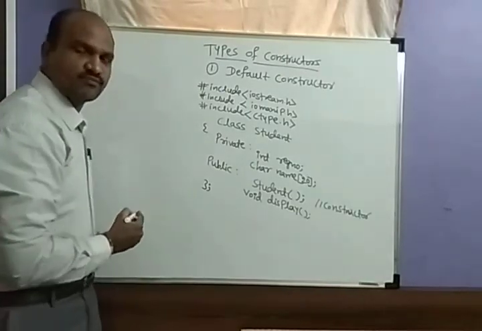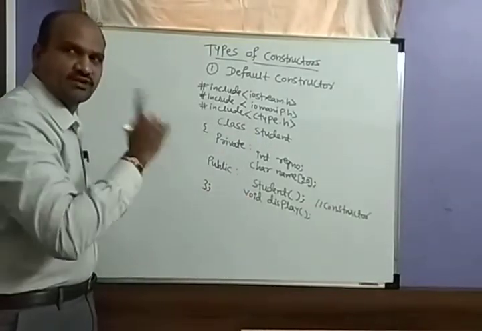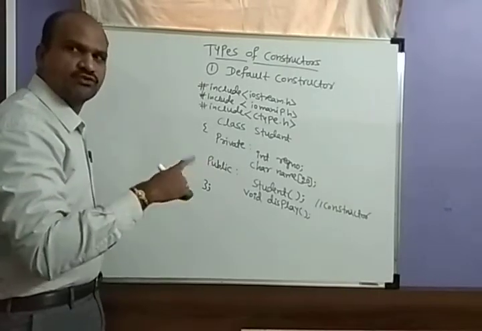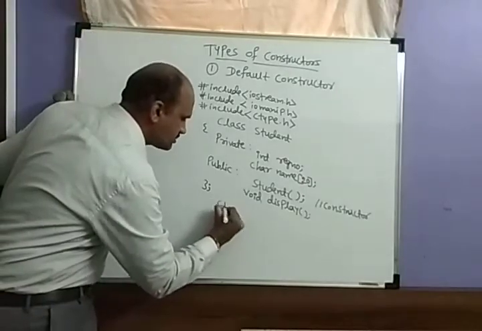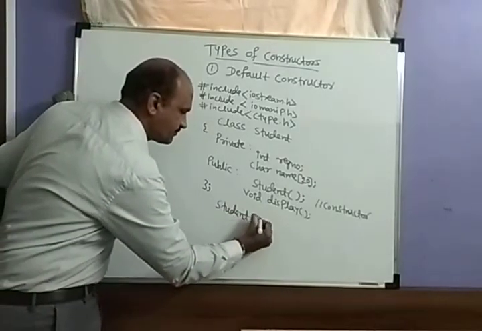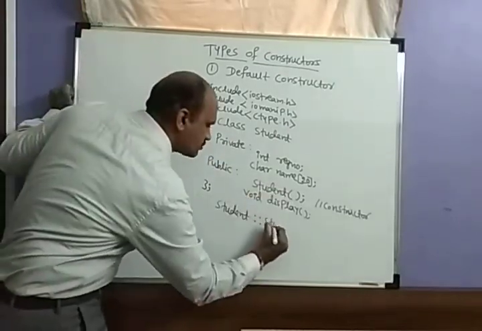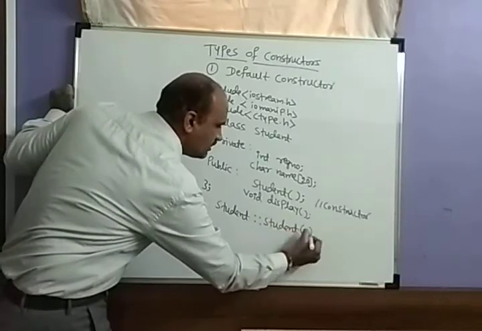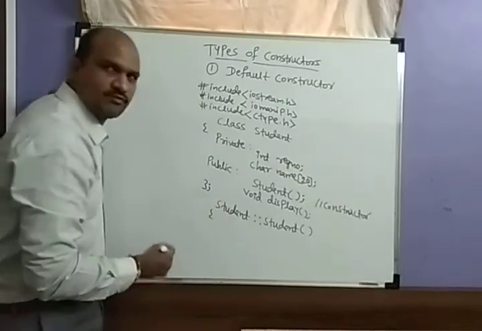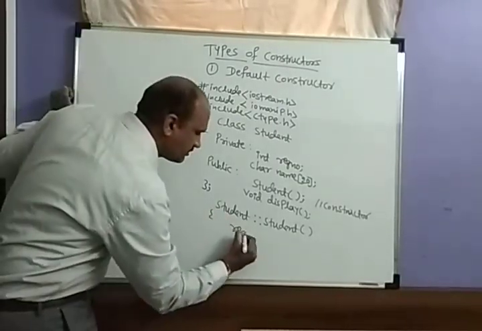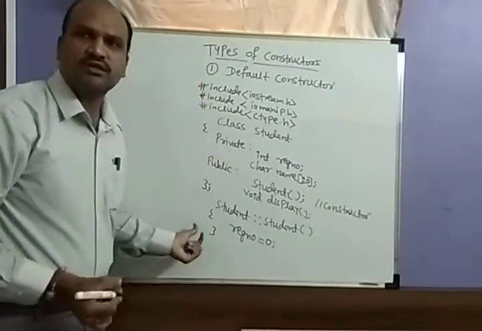So the class ends. Now I will define this constructor using the syntax: class name with the scope resolution operator, and then the class name again, meaning the constructor name. So student is the class name, then the scope resolution operator, then again the class name, that is your constructor, student, the default constructor. Okay, in the body of the function I am writing register number is equal to 0. You are initializing the register number with 0.